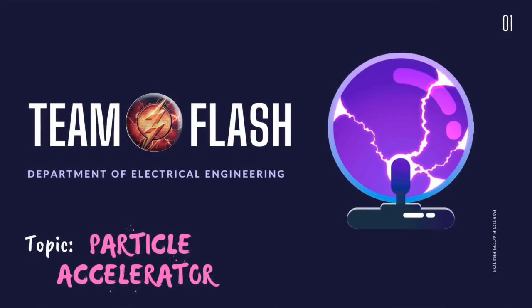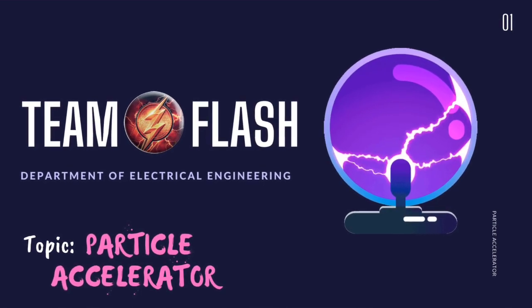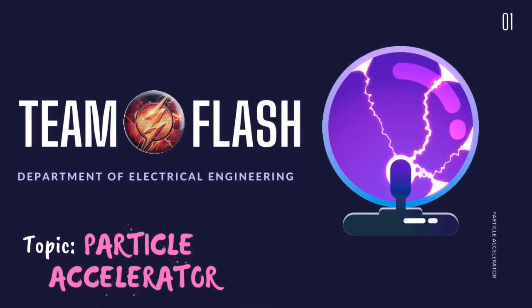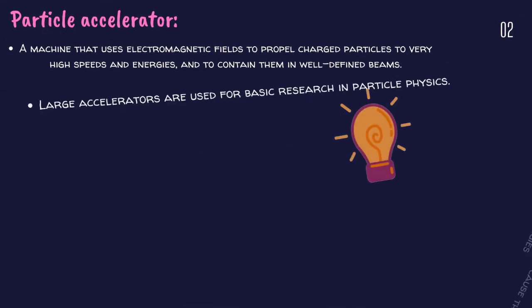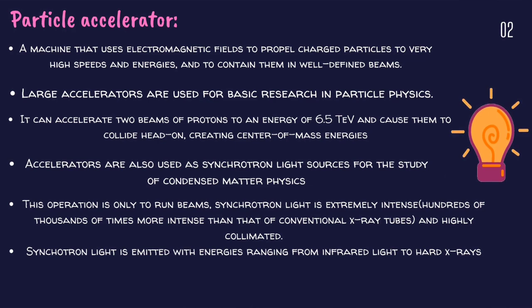Welcome everyone. We are Team Flash and we are going to discuss the particle accelerator, its types, working principle, and some interesting facts. Moving to the next slide, let me give a brief introduction regarding the particle accelerator. A particle accelerator is a machine that uses electromagnetic fields to propel charged particles to very high speeds and energies and to contain them in well-defined beams.